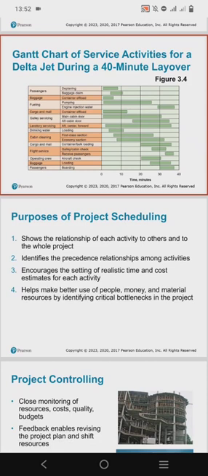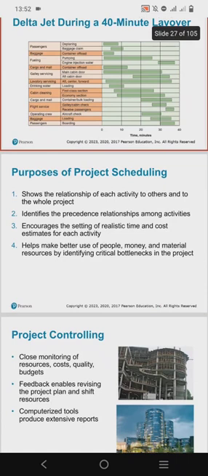It defines the relationships and dependencies between different tasks, indicating which tasks must be completed before others can begin. It also encourages the setting of realistic time and cost estimates for each activity. Another purpose is that it helps make better use of people, money, material, and resources by identifying the critical bottlenecks in the project.